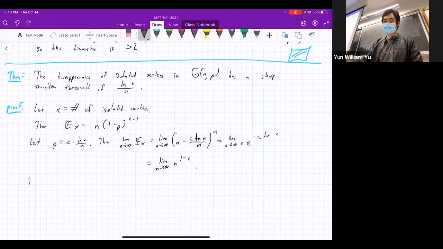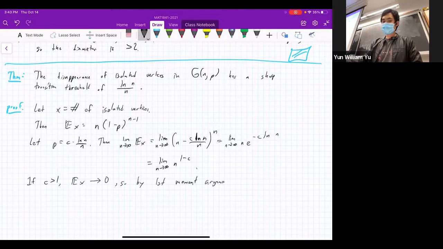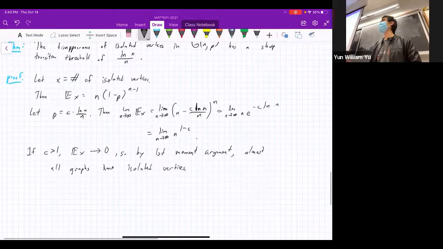So if we have c greater than 1, then the expectation of x goes to 0. So by a first moment argument, almost all graphs have no isolated vertices. Okay, so that's the easy side, right?